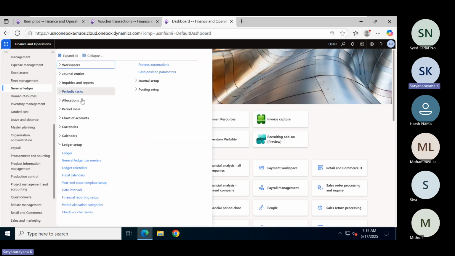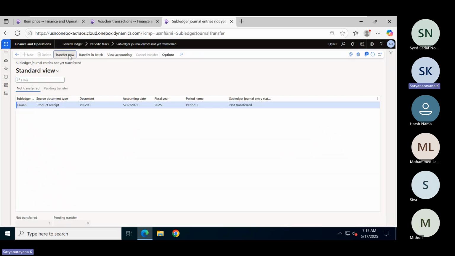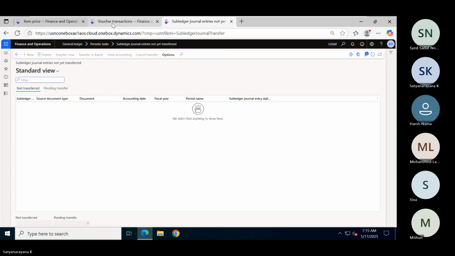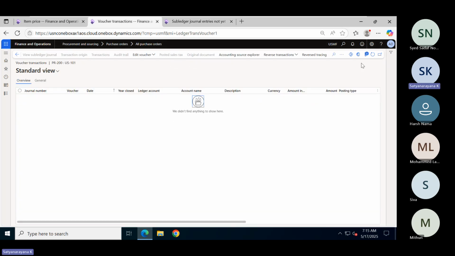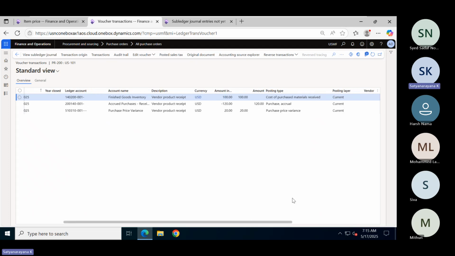General ledger, collapse all, periodic tasks, subledger journal entry is not yet transferred. Let me transfer now. Look at this one, the voucher. Cost of purchased material received account, it is 100 only.